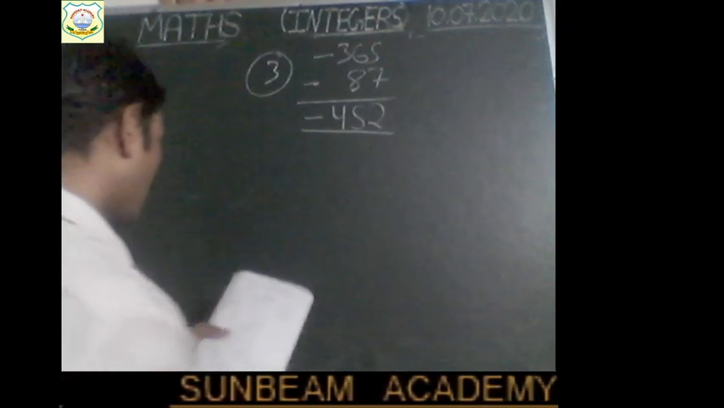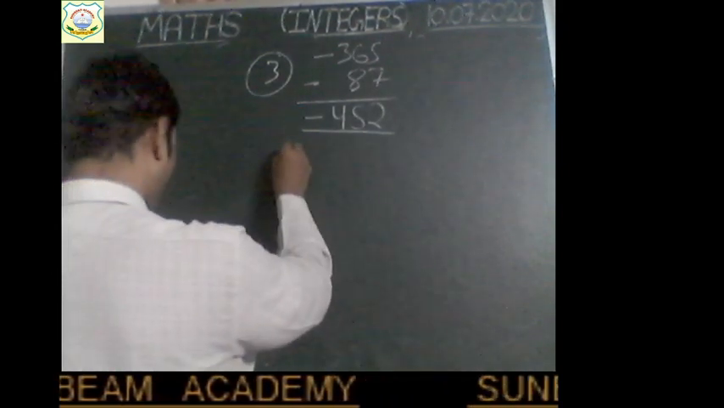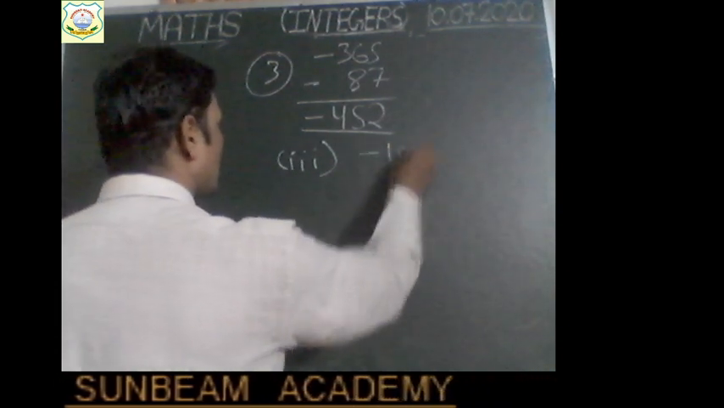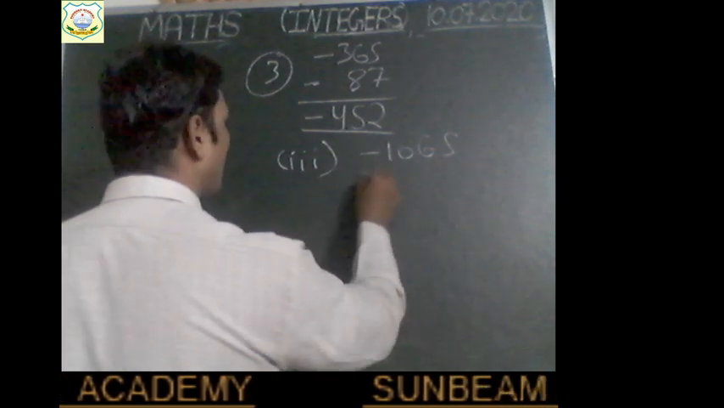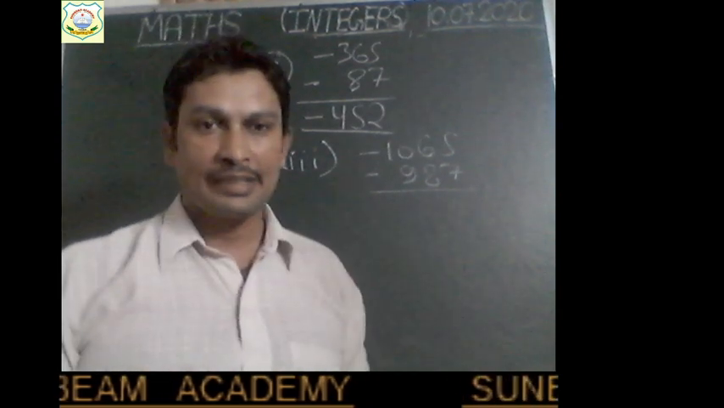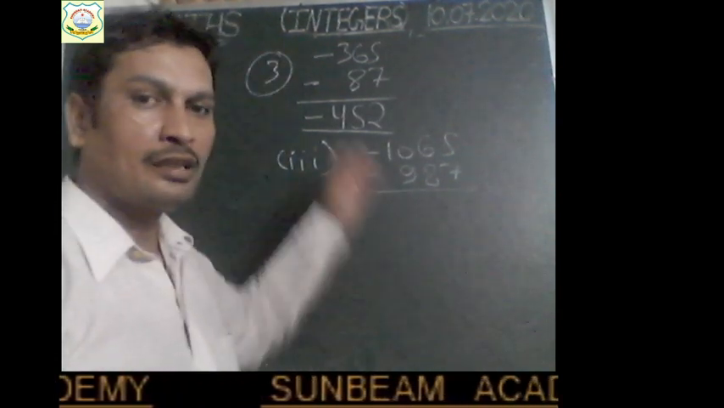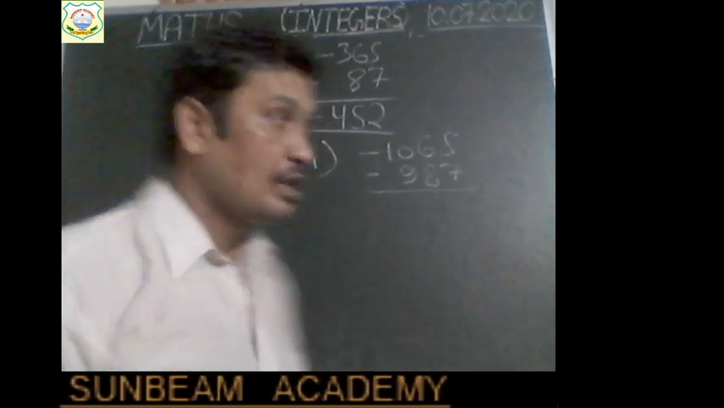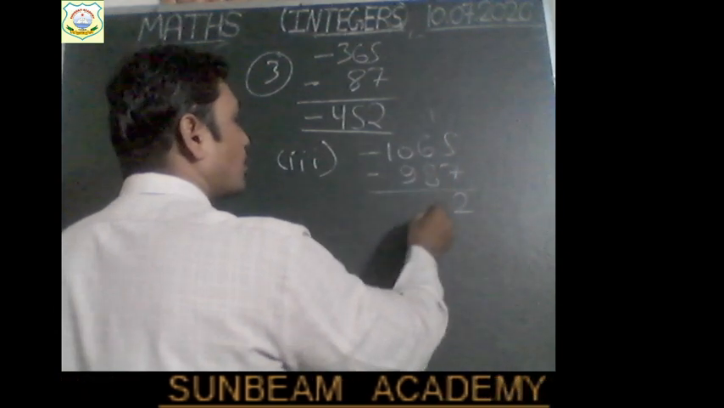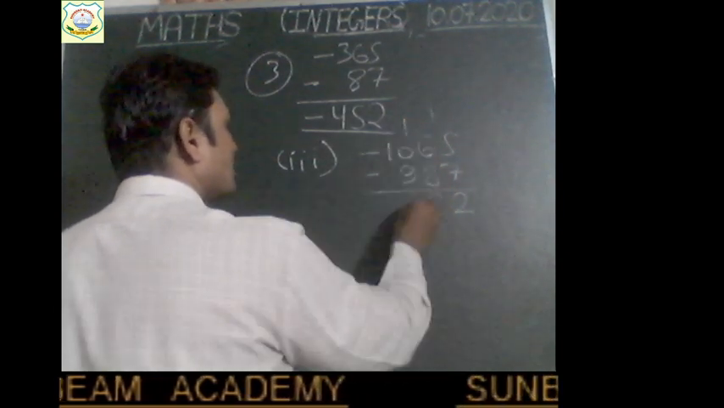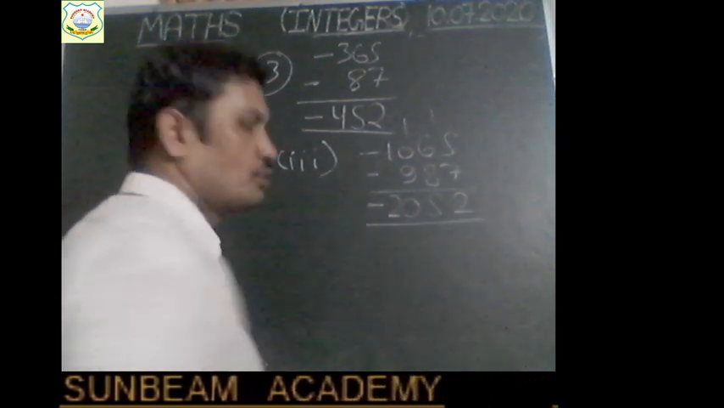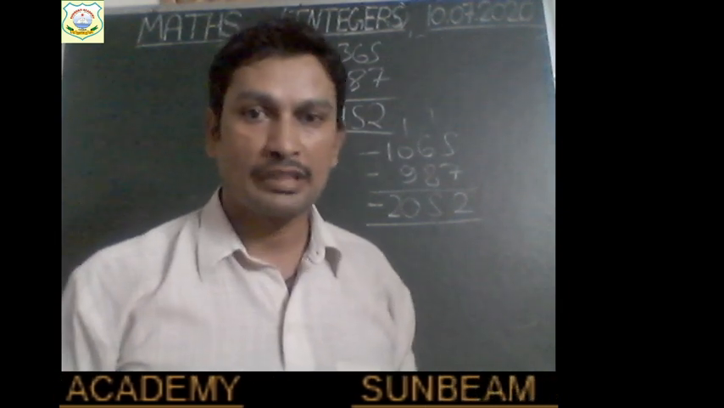So let us solve one more part of this question, children. I am solving the fourth part. Minus 1065 and minus 987. Add these two. Both are negative integers. So as we had done here, for the same sign we will add. Add the integers. 7 plus 5, 12. Then carry 1, 6, 8, 14 and 1, 15. 5 carry 1. 9, 1, 10, 0 carry 1, 1, 1, 2. And the sign will be negative. 2052, minus 2052. That will be your answer.